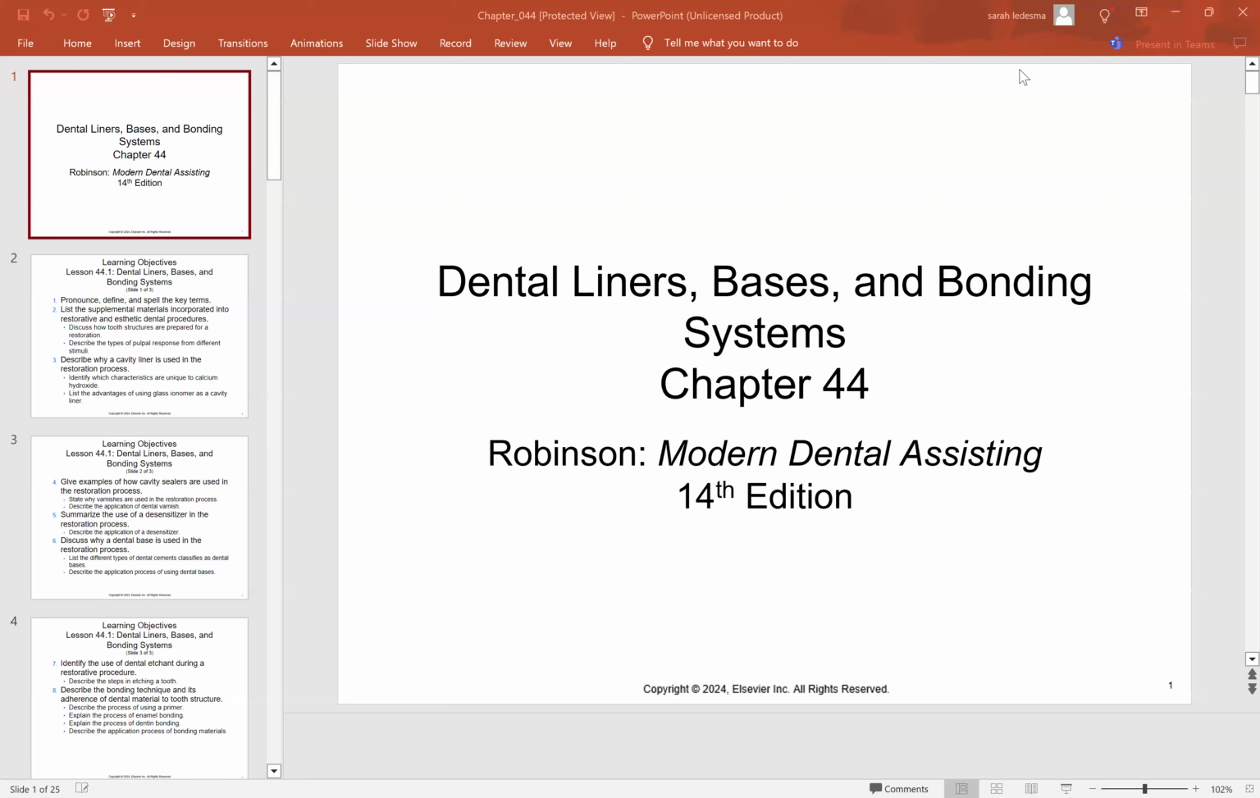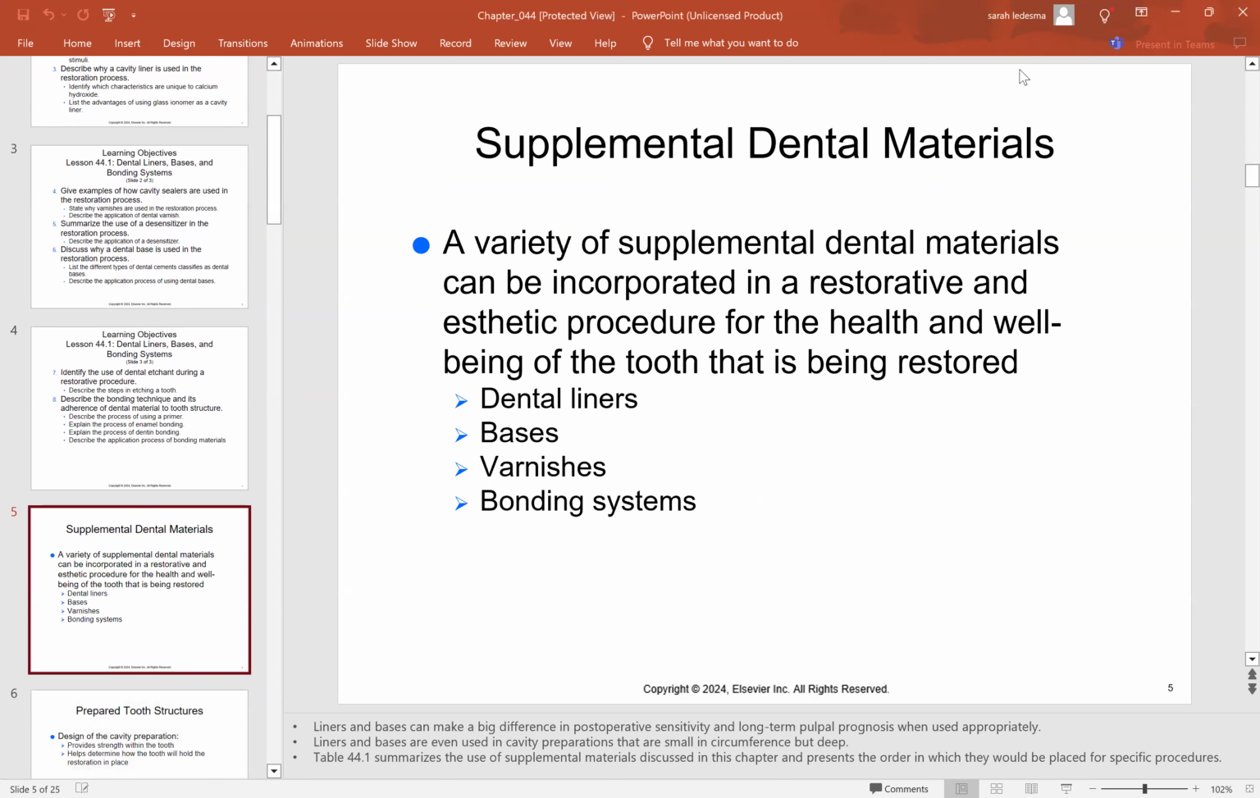This is Modern Dental Assisting, Chapter 44, Dental Liners, Bases, and Bonding Systems. In this chapter, we cover the dental materials that are supplemental when we're doing restorative work. This is going to include our liners, bases, varnishes, and bonding systems.